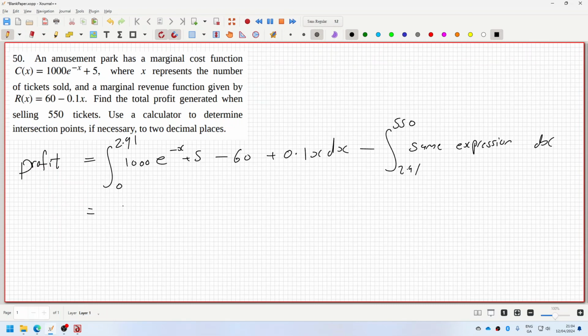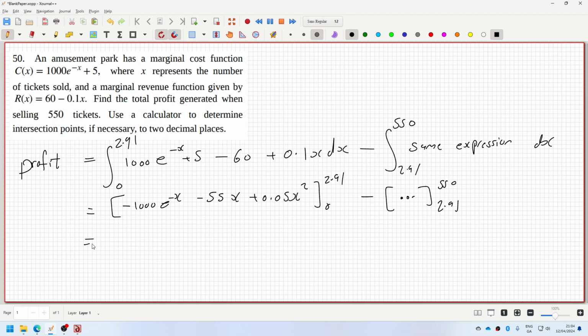So that would be minus 1,000 e minus x, and then 5 minus 60, so minus 55x plus 0.05x squared, 0 to 2.91, and then minus the same expression at 2.91 to 550. So let's see what we get here. Minus 1,000 times e power that, minus 55 times that, plus 0.05 times that squared.